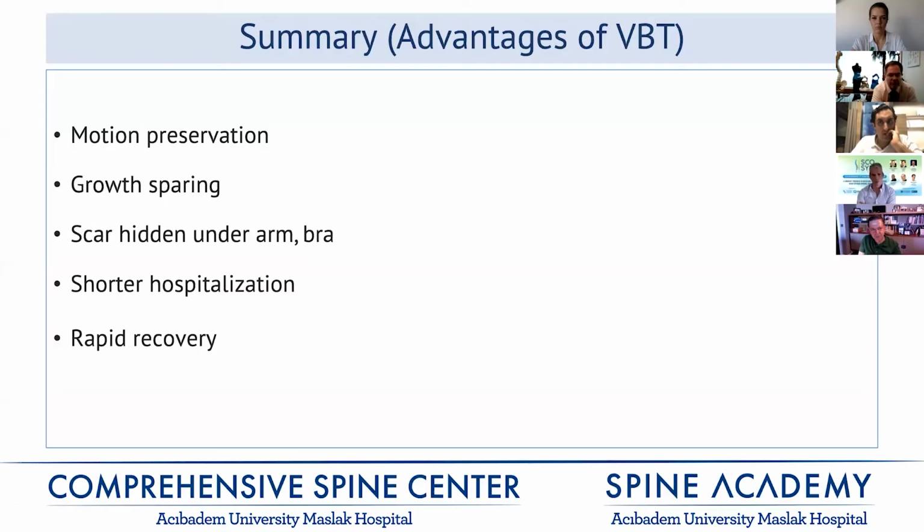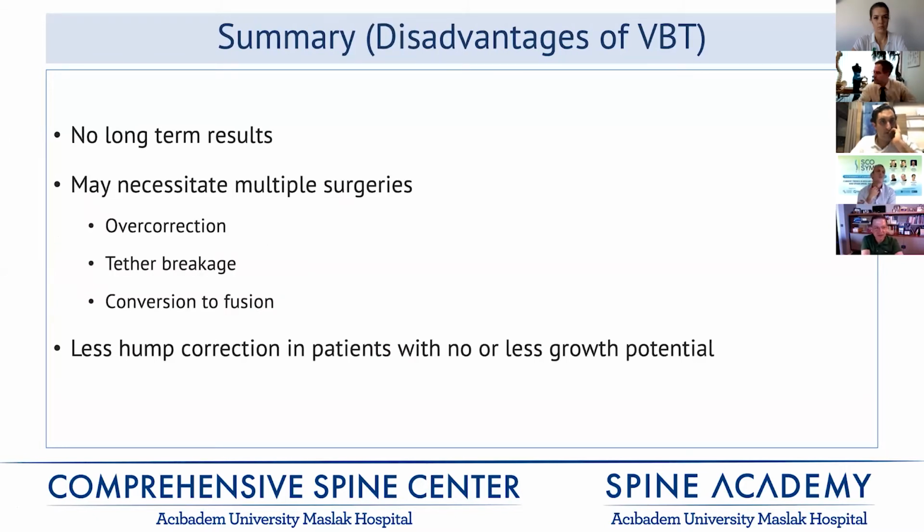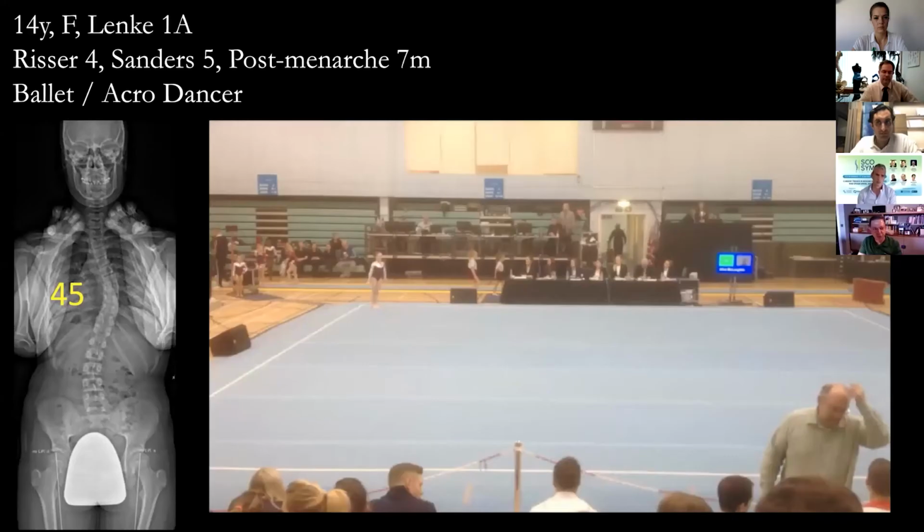So in summary, the advantages of VBT are motion preservation, growth sparing, a scar hidden in the underarm and bra line, short hospitalization, and rapid recovery. The disadvantages may be listed as no long-term results, possibly needing multiple surgeries due to complications, and less hump correction in patients with no or less growth potential, especially compared to fusion procedures.